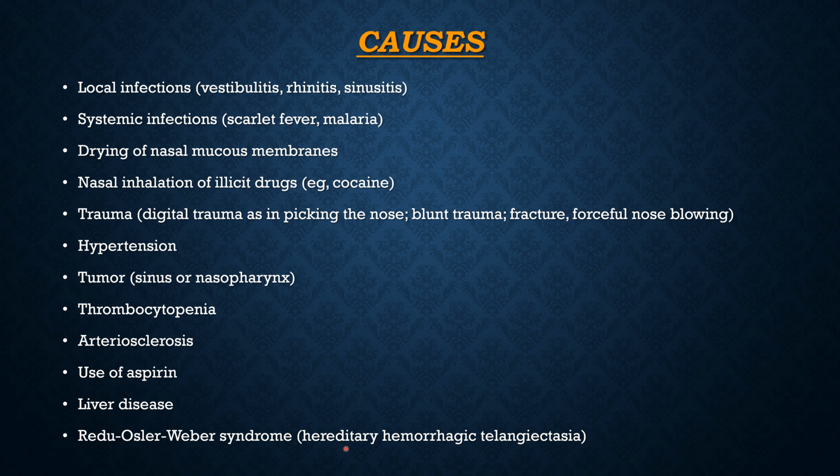Rendu-Osler-Weber syndrome. This is also known as hereditary hemorrhagic telangiectasia. Now what is this? It is a rare autosomal dominant disorder that affects your blood vessels throughout the body and results in a tendency for bleeding. Okay, so this means it has affected your blood vessels.